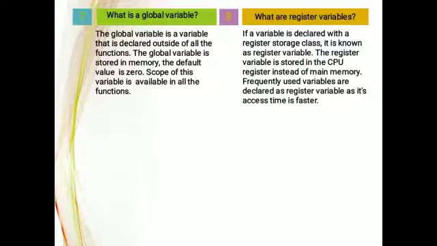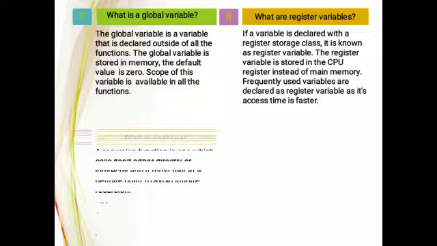What are register variables? If a variable is declared within register storage class, that is, if a variable is declared with the keyword register, then it is known as register variable. The register variables are stored in CPU register instead of main memory. The frequently used variables are declared as register variables and the access time is faster for register variables.